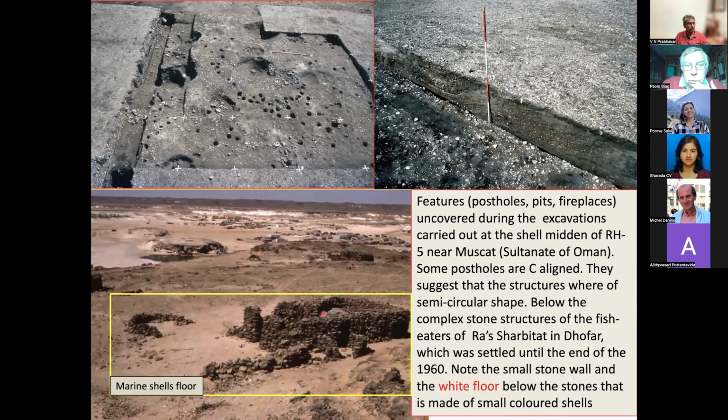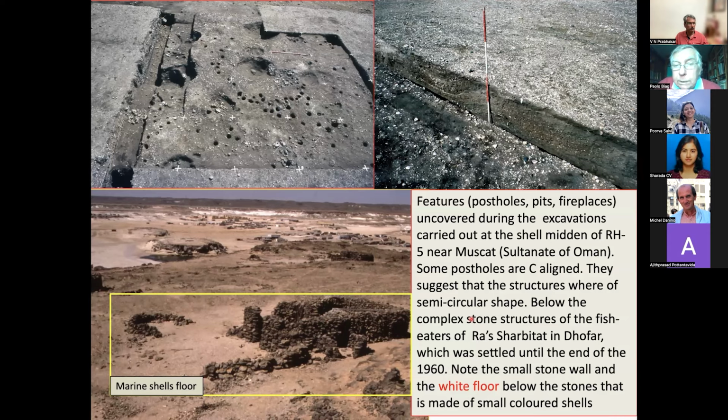The two pictures on the top give you an idea of what the shell midden of Ras Al Hamra 5, that is Muscat, Oman, was like. Here you see very clearly a pit. Here you can see post holes, depressions, pits and fireplaces and whatever. Excavating the sites very accurately, we understood that the houses, the huts, whatever they were, were most probably rounded or semicircular. We have the first impression now that it has been demonstrated by excavation carried out in a more accurate way than the ones they did in those years.